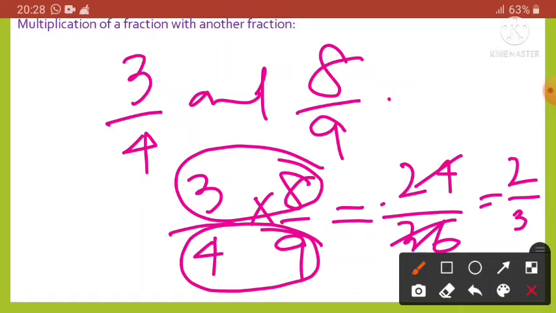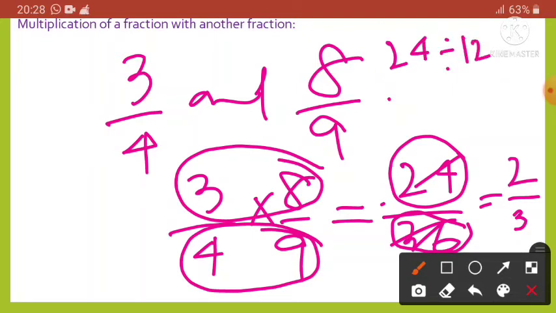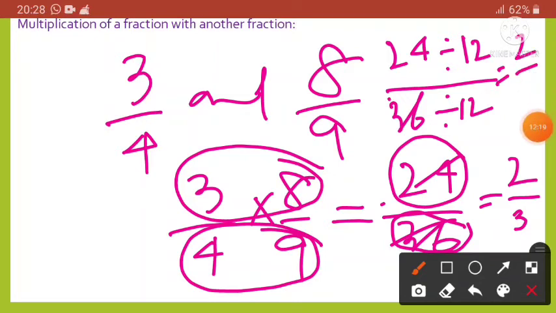Here we are dividing 24 by 12 and 36 by 12 also. We are dividing numerator and denominator by the same number, 12, so we are getting 2 by 3. Got it? So already we have done multiplication of a whole number with a fraction and multiplication of a fraction with another fraction.